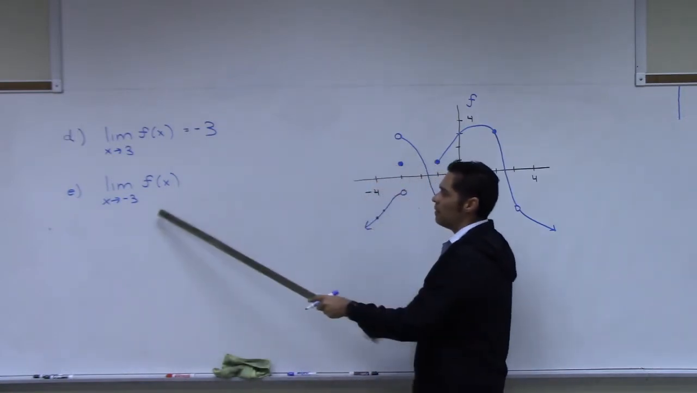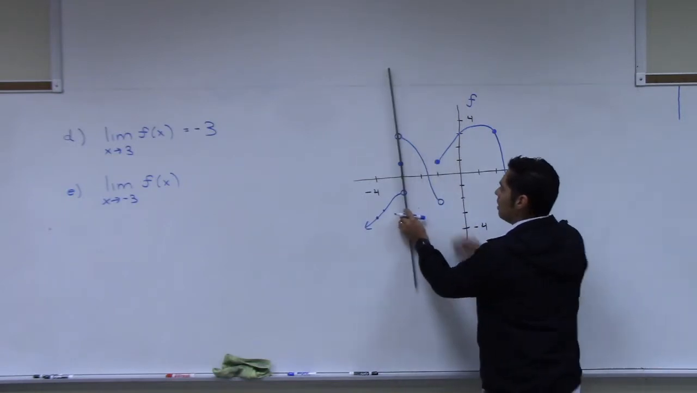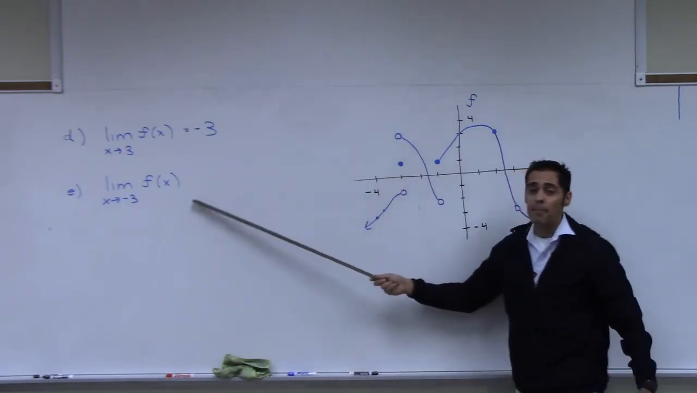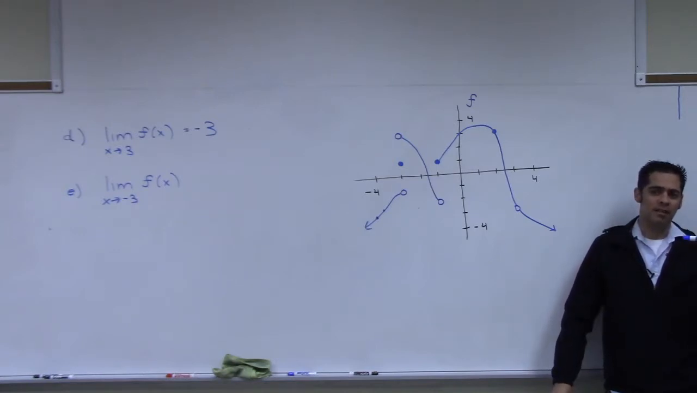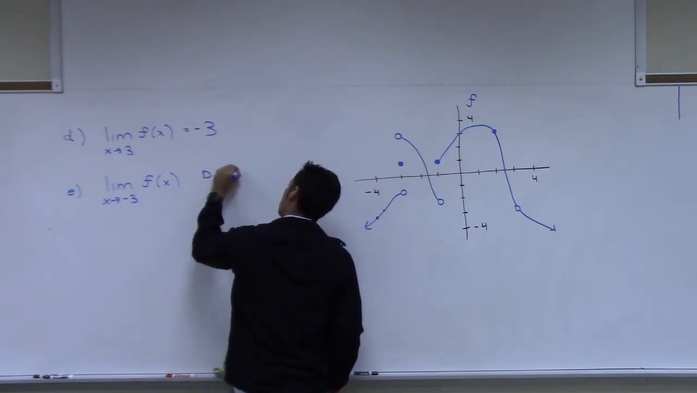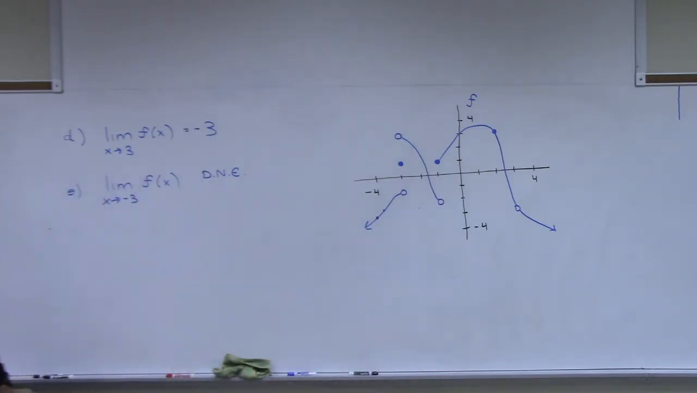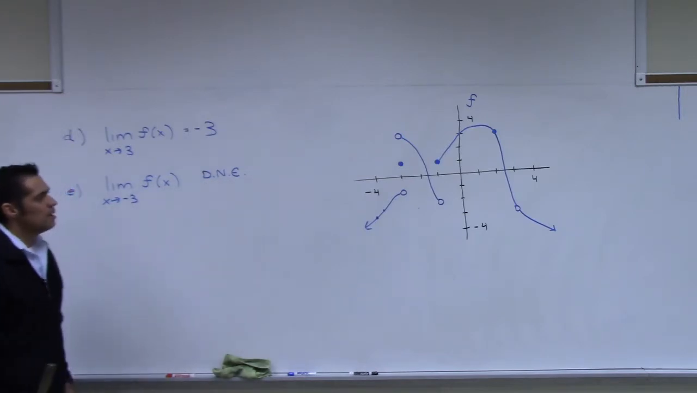Now, Sydney, how do you feel about this one? Okay, undefined. So when you go out to -3, you come in from the left, it's headed somewhere, but you come in from the right, it's something different. Whenever that happens with limits, we don't say undefined, we say does not exist, which I write as DNE. If you put undefined on your test, I'm just not going to give you full credit. I'll give you like 9 out of 10 points. It'll still be good, but I prefer that you use the proper notation. Does not exist.